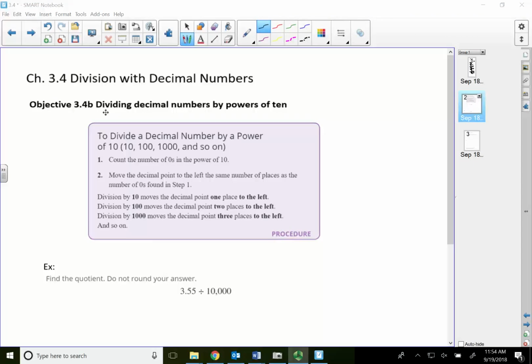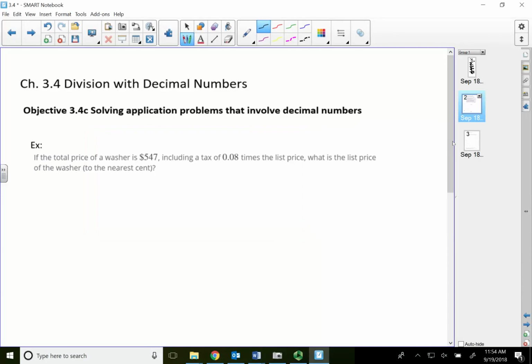Welcome back to Module 3.4. In this video, let's take a look at the power of 10 regarding dividing decimals and some application, just a few application problems.